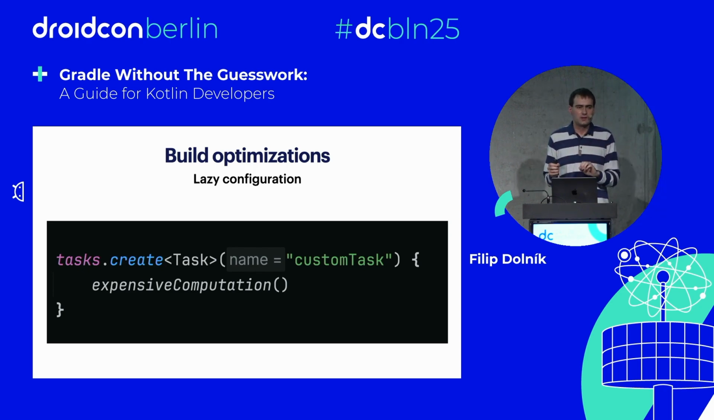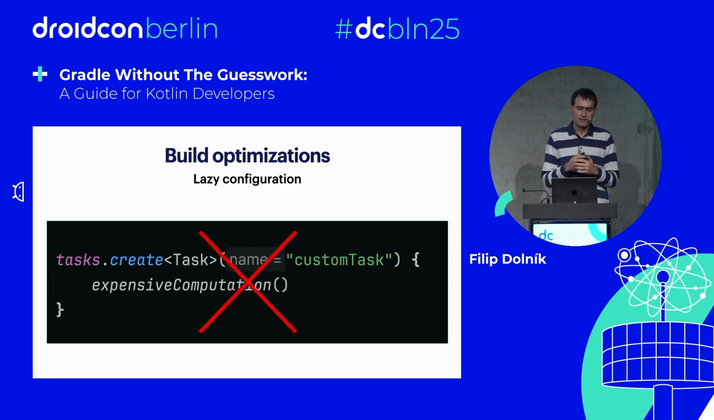But what is expensive is relative, because there are so many tasks in Gradle, and only a few of them, or a fraction of them, will get executed in a single build, so the configuration of the rest of them is just meaningless. Therefore, even if the configuration of a single task is cheap, it quickly adds up.